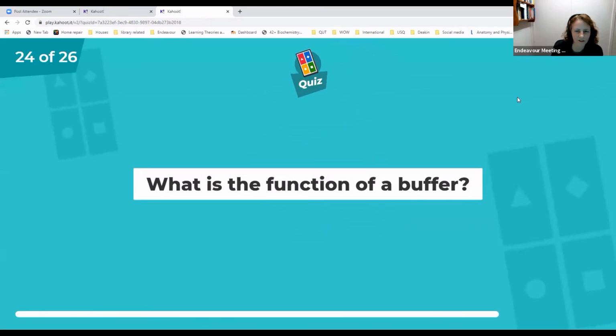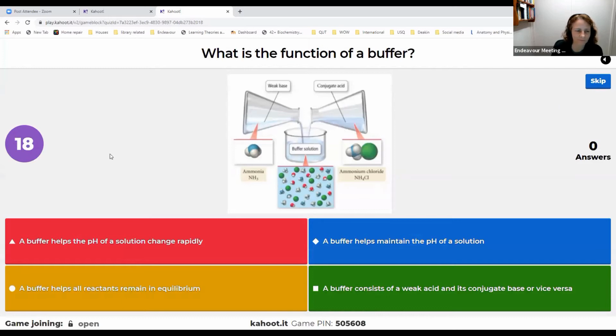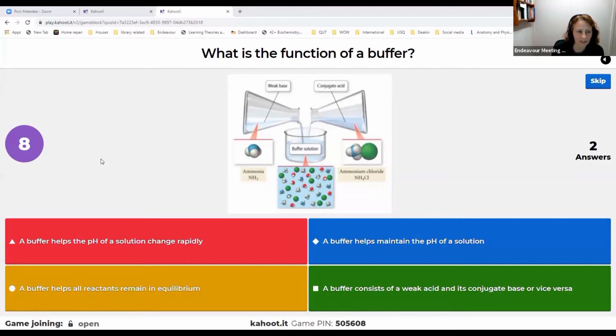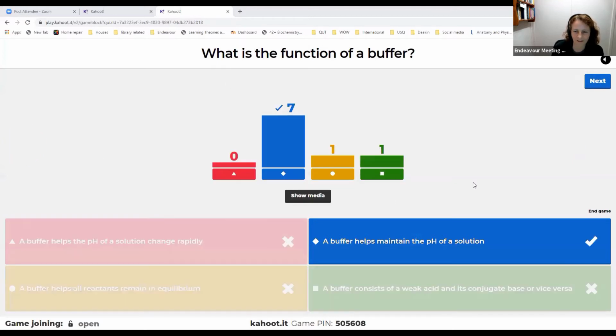And what's the function of a buffer? Does it help the pH of a solution change rapidly? Does it help the reactants remain in equilibrium? So 7 of you said that a buffer helps maintain the pH of a solution. Yes, that's the answer. 1 person said a buffer helps all reactants remain in equilibrium. So I guess that could be the case as long as the equilibrium is going to keep the pH correct.